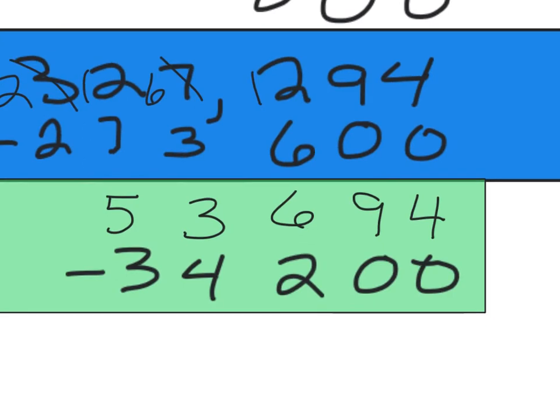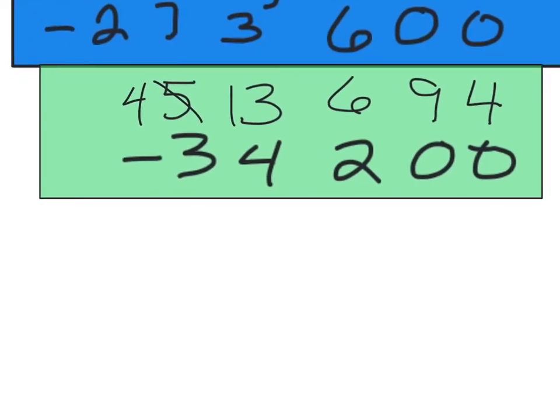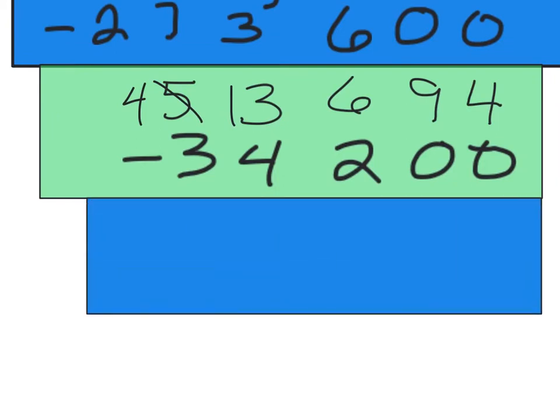Like always, I'm going to look for any trouble coming. Clearly, I have no trouble coming here. I have no trouble here, but I do have trouble coming right here because I cannot take 3 and subtract 4. So I'm going to borrow from this 5, turn that 5 into a 4, and turn this 3 into 13. And now I am good to go because I have no trouble here and none here. So let's go ahead and make our next area box. And I'll plug that in right there.